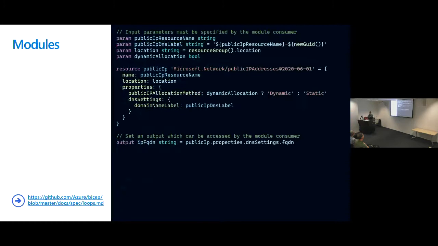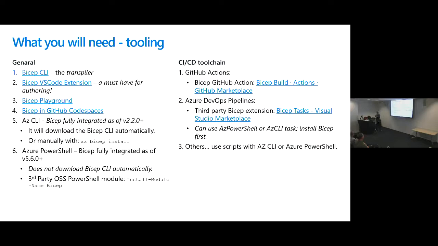So what do you need to get started? You need the Bicep CLI or the transpiler. That runs on Mac, Linux, Windows, the usual places. You can download that via whatever your tool of choice is. If you're doing authoring in VS Code, you need the extension. You can also use the Bicep Playground, but as I said, it's good for getting started. It's not where you want to do any kind of real authoring. There's also Bicep in Codespaces. If you're using GitHub and you've got access to GitHub Codespaces, you can spin up a codespace with all the things you need for Bicep fully deployed.